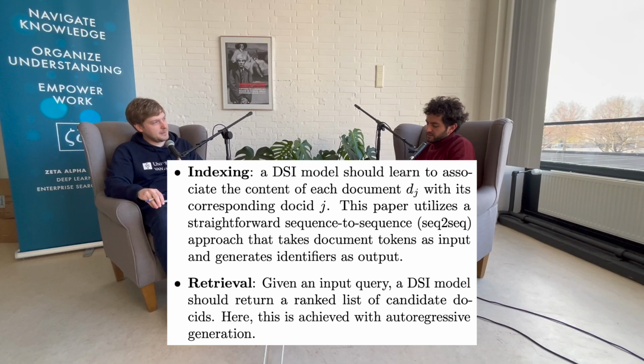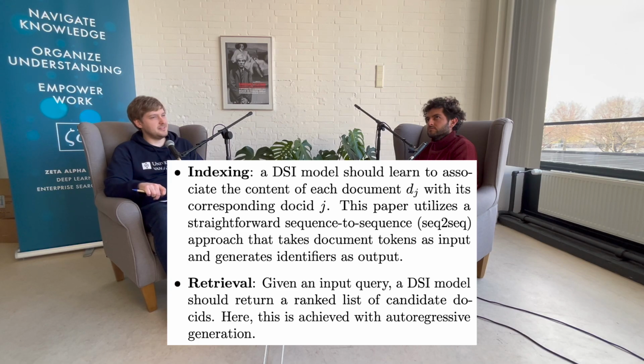So the mapping of indexing and retrieval is roughly one-to-one to training and inference in what you would call conventional machine learning, right? Yes, with the caveat that they also need to train how to do the retrieval.